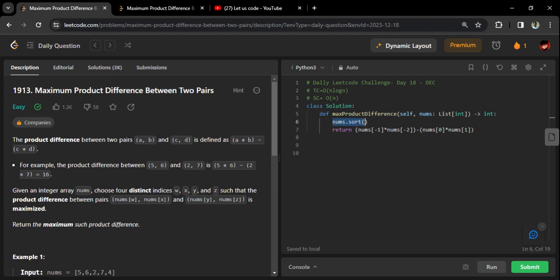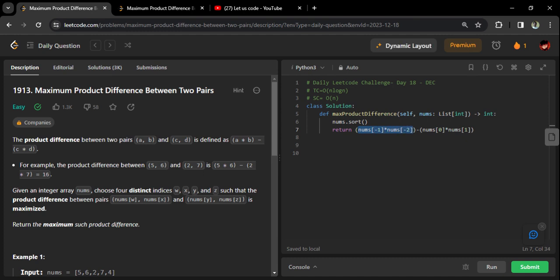Okay, once you sort it, remember in Python, if you don't mention anything, like reverse equals something, it will sort in the ascending order. Ascending in the sense that the zeroth index will be the smallest number, and the n minus one index will be the highest, the biggest number. So that's what I'm doing.